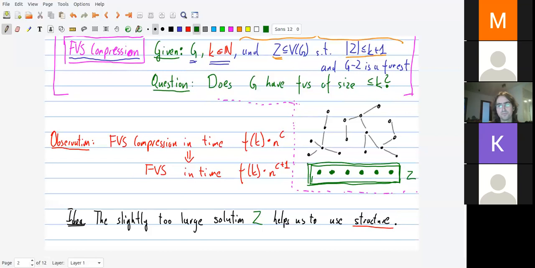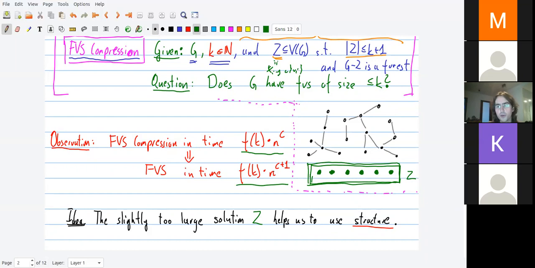I have an algorithm with running time some function of k times some polynomial, say n to the power c. Then for the original feedback vertex set problem, I can get an algorithm with the same running time, but with an additional factor of n. Because I will just introduce the vertices one by one, and every time I introduce the next vertex, I get a Z. This will be my previous solution, X_{i-1}, plus the new vertex v_i. And I will apply my subroutine for feedback vertex set compression to make the next step in the iteration.